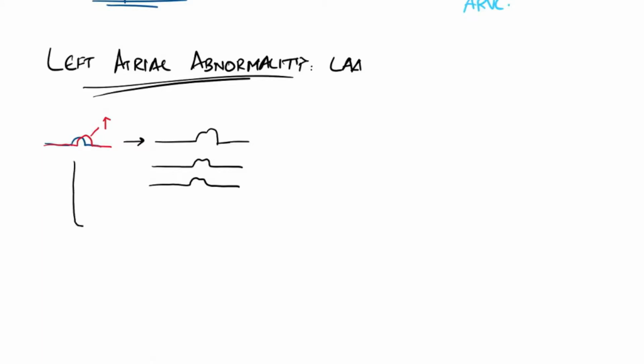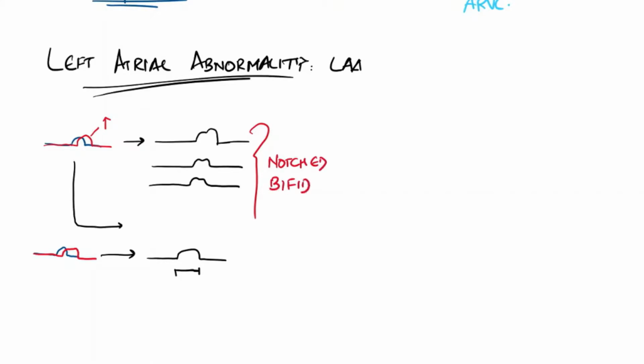So remember that there can be variations to the bifid. Another variant is the fact that we understand that the depolarization of the left atrium happens after the right atrium. So what can happen is that it just gets prolonged. So instead of a bifid P wave, it's just that the length of the P wave might increase. So one variant is a notched or bifid P wave, and the other variant could be a prolonged P wave.